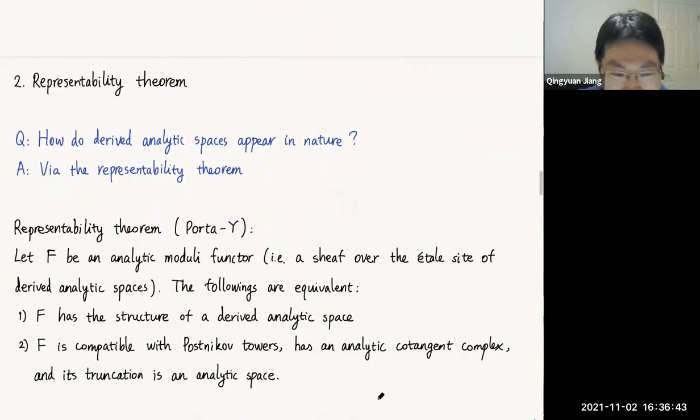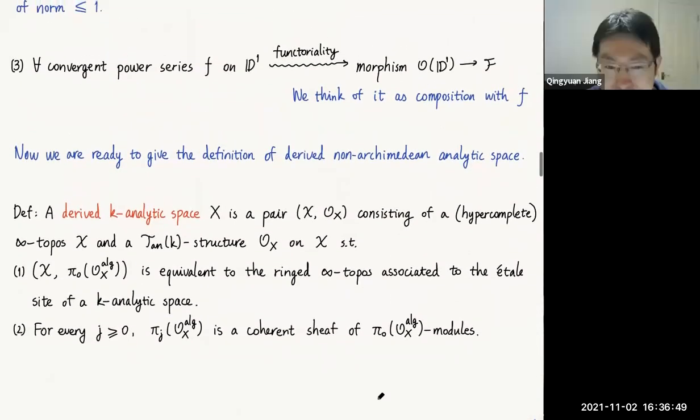Sorry, before you state the theorem, may I ask a question about the definition? Sure. Yes. So if K is a usual field, like a non-analytic field, then this definition will correspond to a derived algebraic space, or?